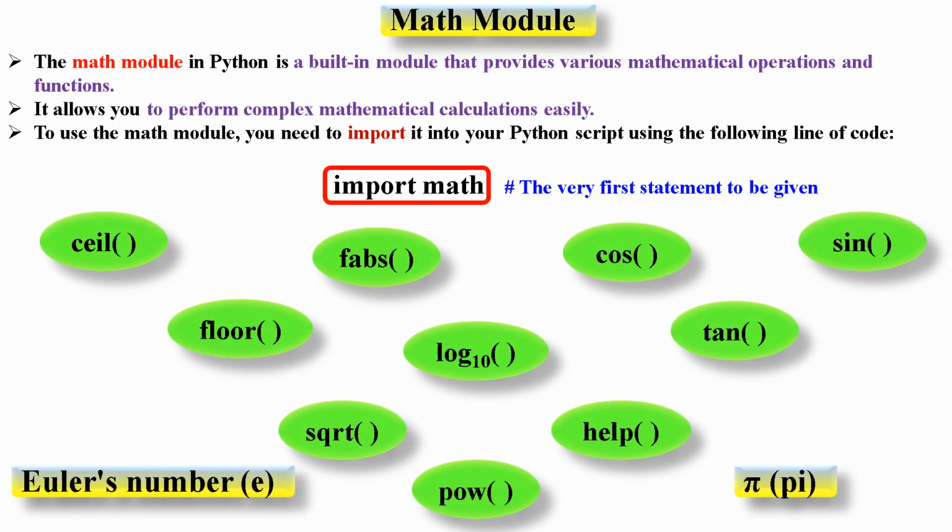Let's discuss about the Math module. The Math module in Python is a built-in module that provides various mathematical operations and functions. It allows you to perform complex mathematical calculations easily. To use the Math module, you need to import it into your Python script using the following line of code. Import math. This is the very first statement to be given. Let's discuss about the given function one by one.